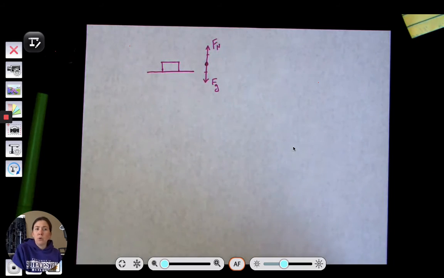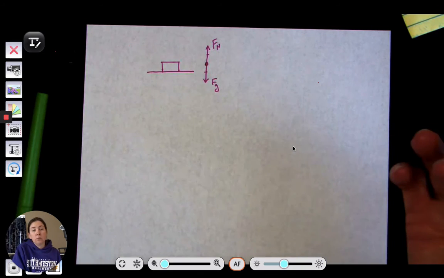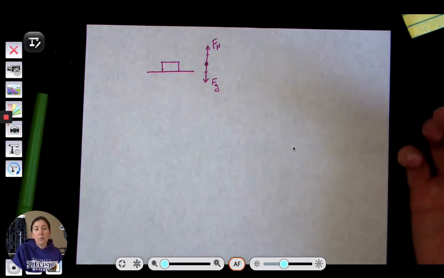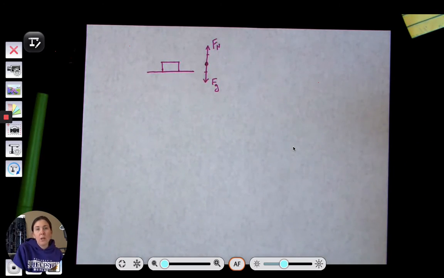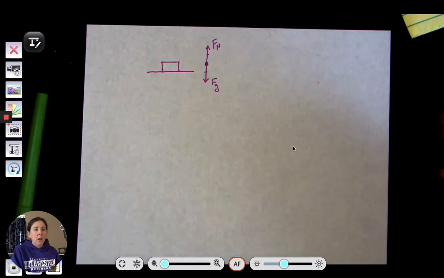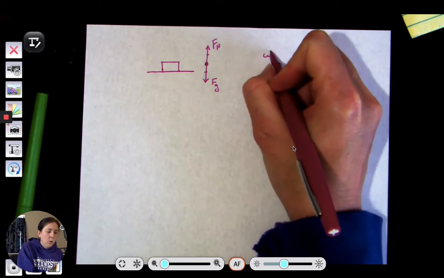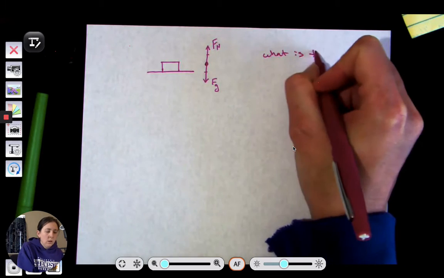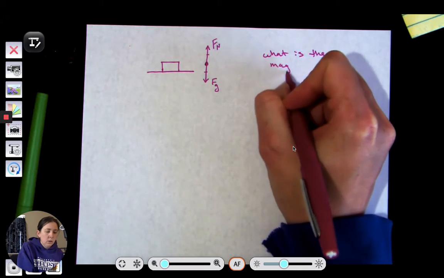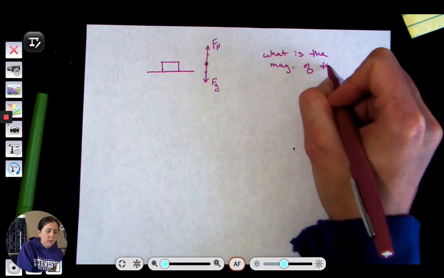This is sort of a Newton's first law thing, right? An object at rest will rest unless acted upon by a net external force, meaning that the sum of the forces is going to be equal to 0. So if I ask you, what is the magnitude of the force?